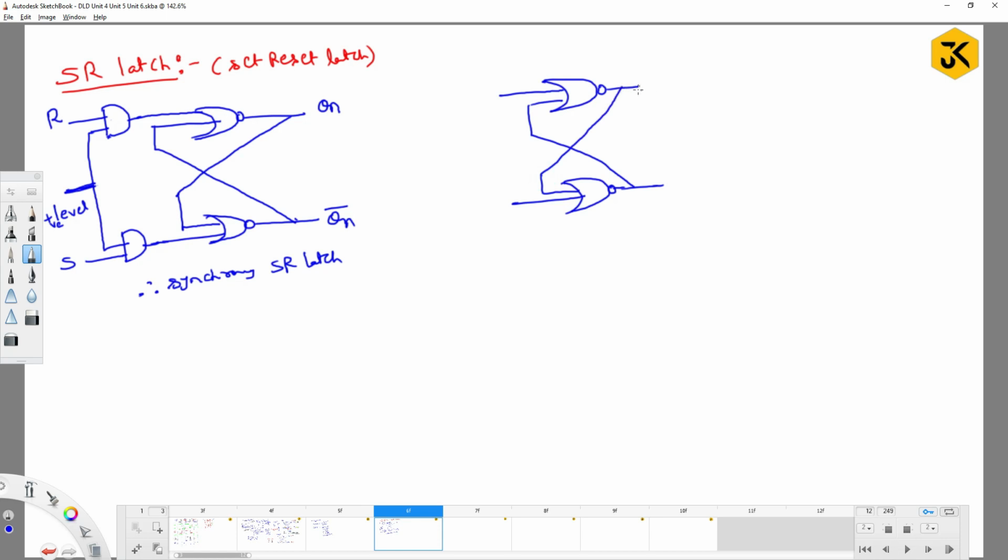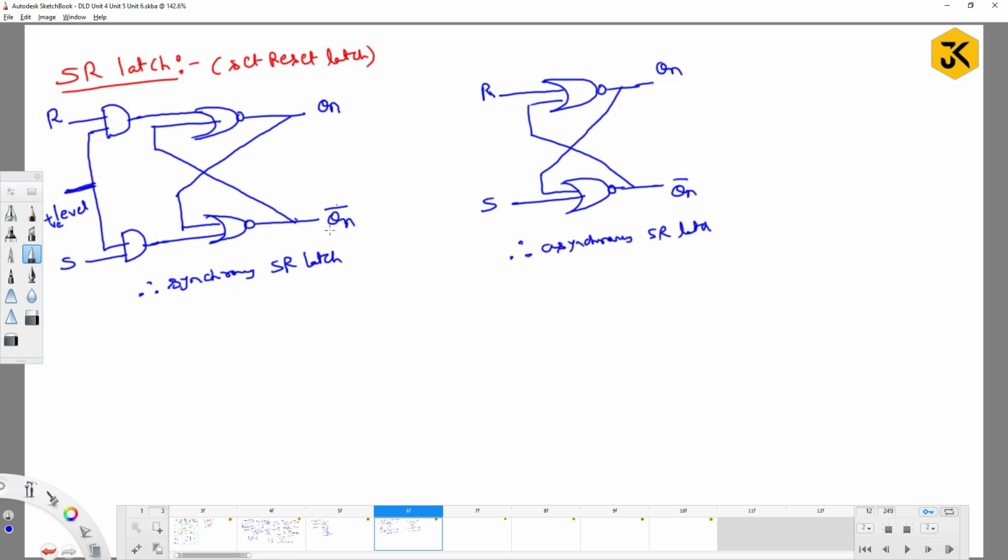Now this one, can I call it a synchronous clock, synchronous SR latch? So this will be R and this will be S. This is what I can call an asynchronous SR latch. Why asynchronous SR latch? Because the inputs can be given at any values, at any point of time.